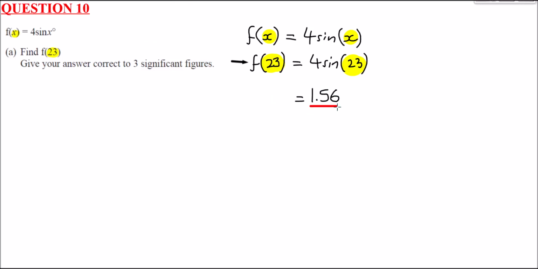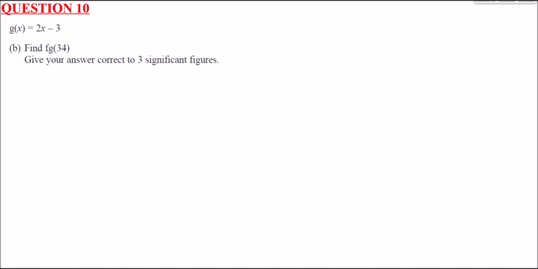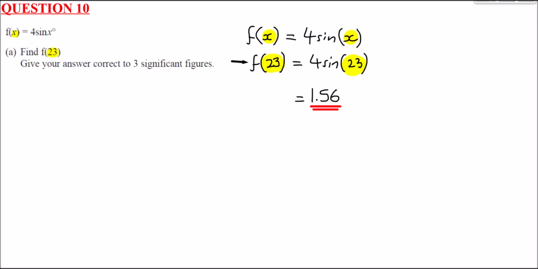So what does part B have in store? Well, part B, we're now talking about a composite function. We've got this new function g of x defined as 2 lots of x minus 3. Find fg(34). So we need to remind ourselves what f of x was. So we've got f of x, which was 4 multiplied by sine of x, which, if you remind yourselves, you've got to go back. It was 4 sine of x. If you don't believe me, there it is.